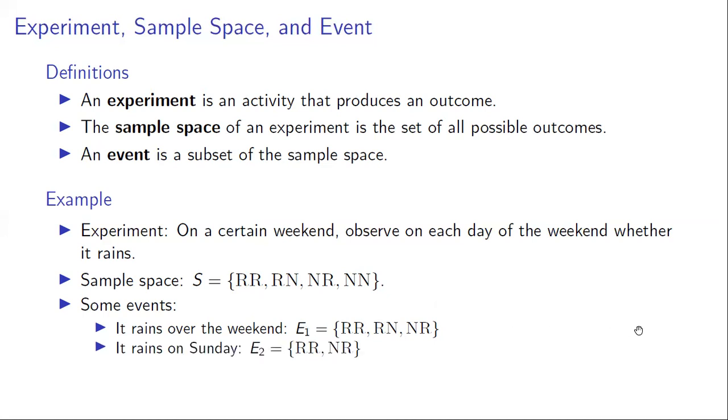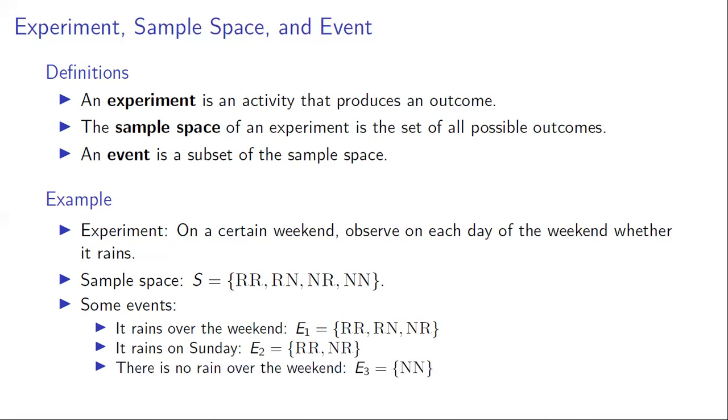Here's another possible event. It rains on Sunday. Now, this event doesn't specify whether or not it rained on Saturday. It could have rained on Saturday, maybe it didn't. But all this event specifies is that it rained on Sunday. So this would be the following subset of S, where you have either rain on both days or just rain on Sunday. These two things together are the elements of E2. And again, E2 is a subset of S.